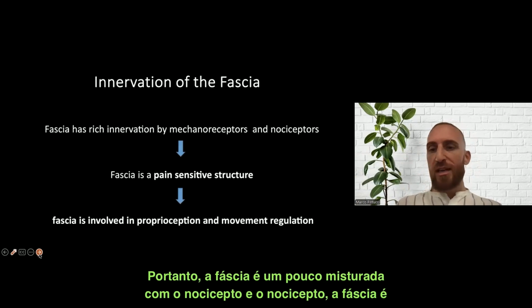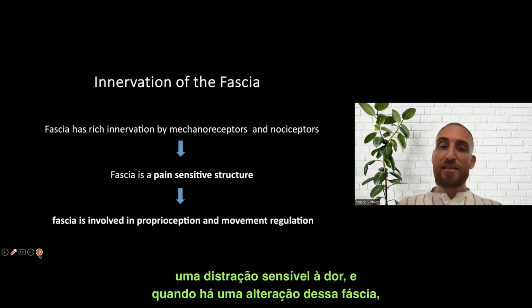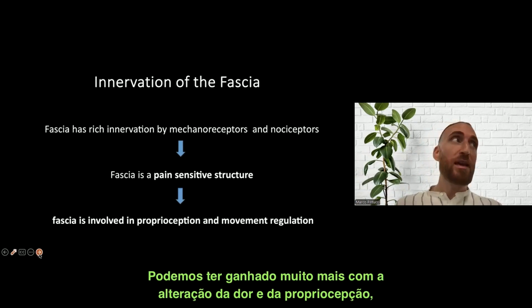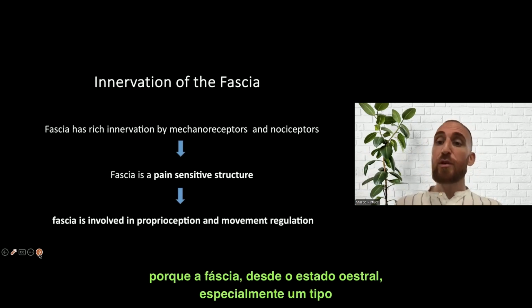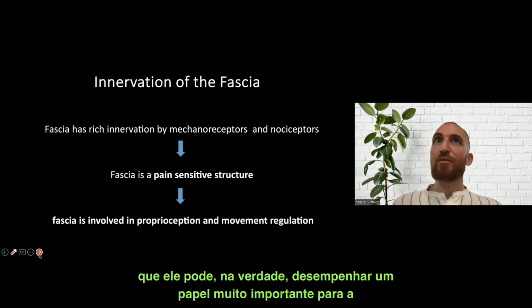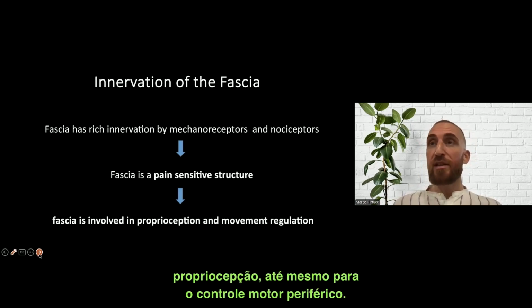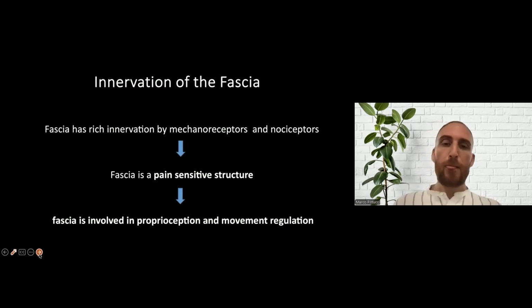So the fascia is richly innervated by mechanoreceptors and nociceptors. The fascia is a pain-sensitive structure, and when there is an alteration of this fascia, we may have local pain, referred pain, alteration of proprioception, because the fascia, also in its physiological state, especially a specific type of fascia such as retinaculum, plays a very important role for proprioception, even for peripheral motor control.